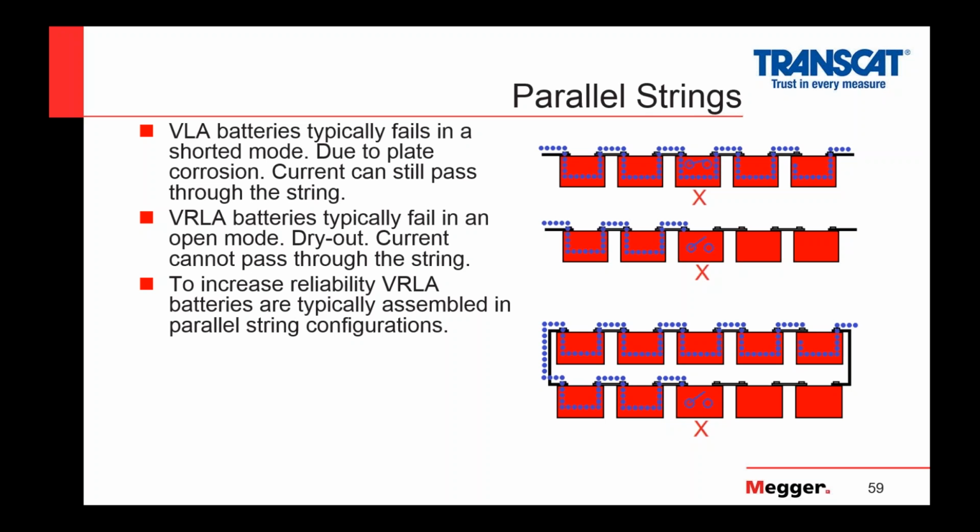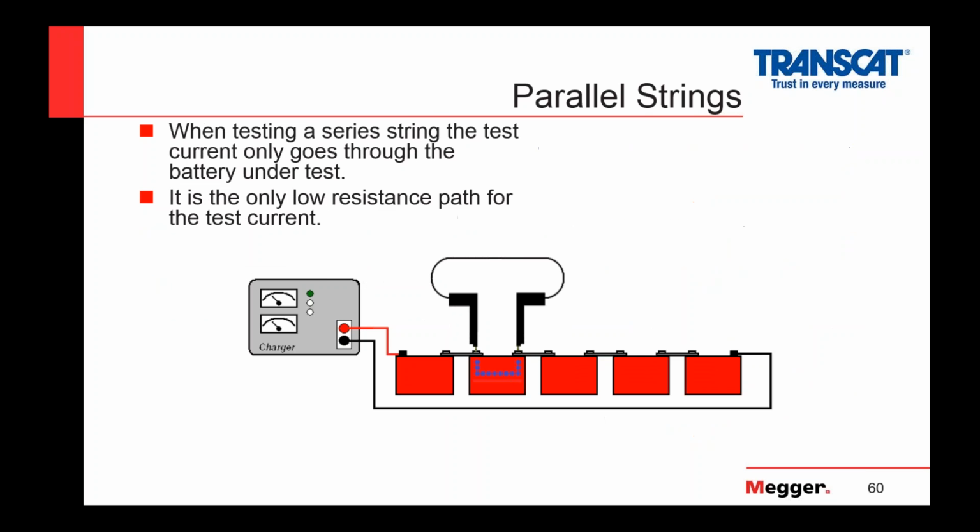A VRLA battery, because it fails by dry out, fails in what we call an open mode, because as it dries out, the separators shrink and pull away from the plates. So if you have a series string with VRLA batteries and you have a failed battery, it'll fail open. You may not be able to get current through that string. This is why with VRLA batteries, if you're doing a critical application, you should have a parallel string, because if you get an open battery in one string, you still can get current through the other.